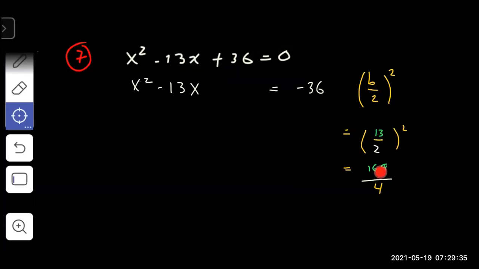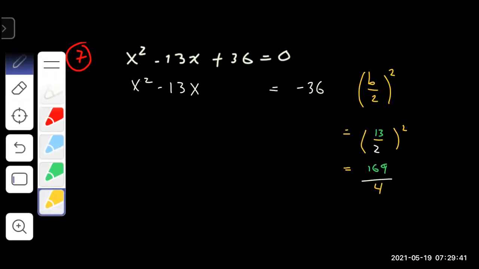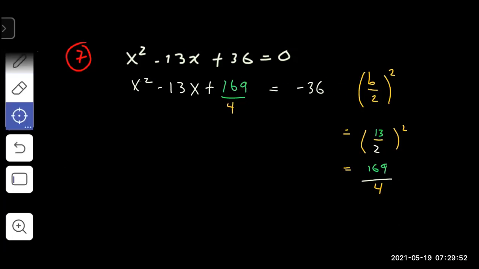Okay, 13 to the second power is 169, and 2 to the second power is 4. This is the number that I'm going to add here, guys. Okay, let's do that. Plus, what is this value? 169, which is the bigger one, over 4. But I need to add this number on both sides.